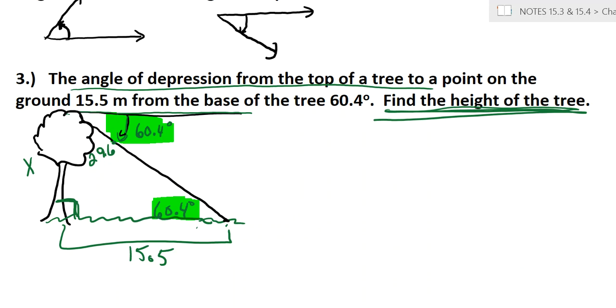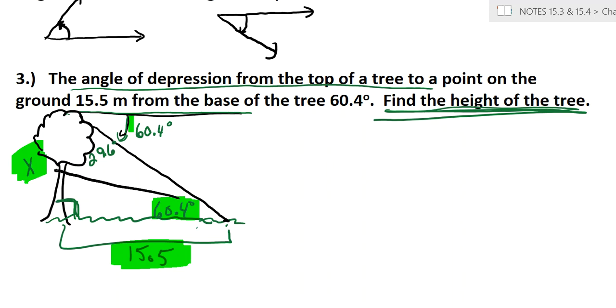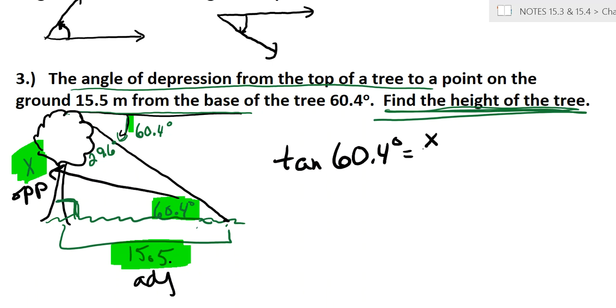So I look from angle 60.4 and I need to find the height and I know 15.5. And again, I relate it to the angle. This right here is opposite. This right here is adjacent. So again, we're going to be using tangent. Tangent of 60.4 degrees equals opposite over adjacent.